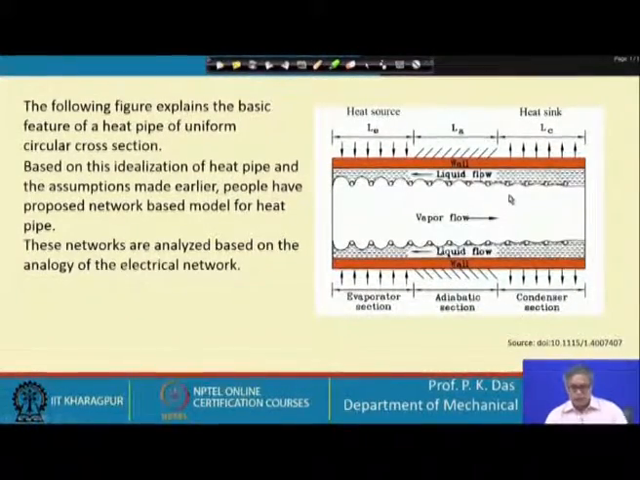Another thing I would like you to see minutely, you see the liquid meniscus. Here we can see the menisci are curved, and as we move towards the condenser, the menisci are not as curved, they are more or less flat. So, in the evaporator section they are curved, and towards the condenser section this curvature reduces, and ultimately they are more or less flat in the condenser section.